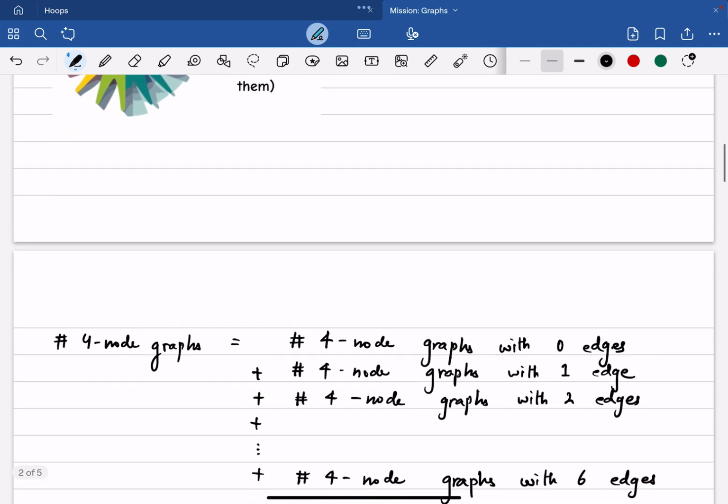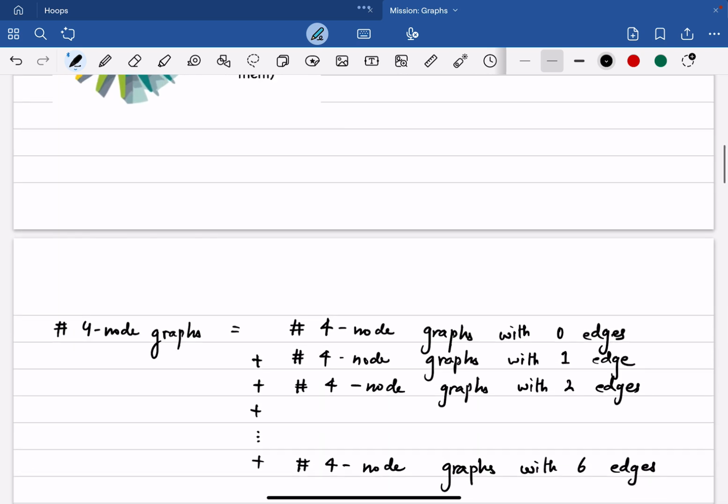Here's a formula that we can use. The number of 4 node graphs would be equal to the number of 4 node graphs with 0 edges plus the number of 4 node graphs with 1 edge plus the number of 4 node graphs with 2 edges and so on all the way till the number of 4 node graphs with 6 edges. Then we know that that's the maximum. So now our big task has been broken down into 7 smaller chunks, just figuring out the number of 4 node graphs with a certain number of edges. Now let's tackle these chunks one by one.